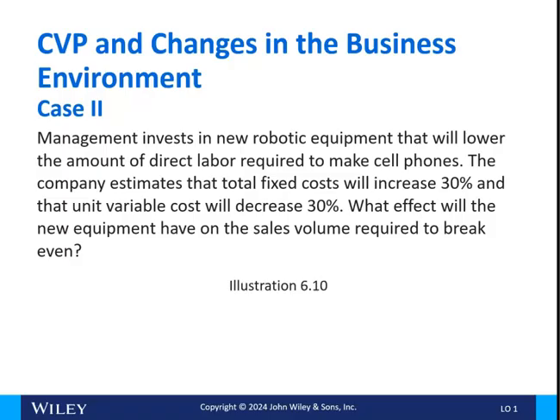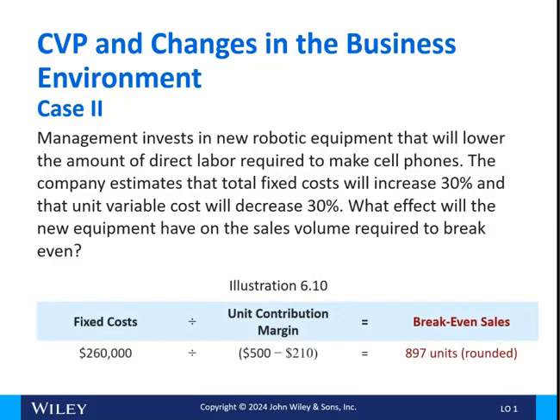So management invests in new robotic equipment that will lower the amount of direct labor required to make cell phones. The company estimates that total fixed costs will increase 30% and unit variable costs will decrease 30%. So what effect will this have on our break even?